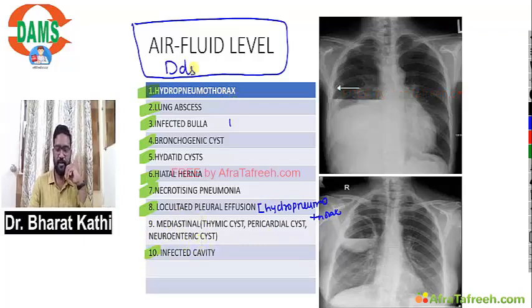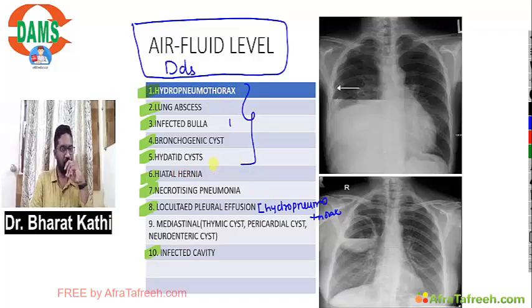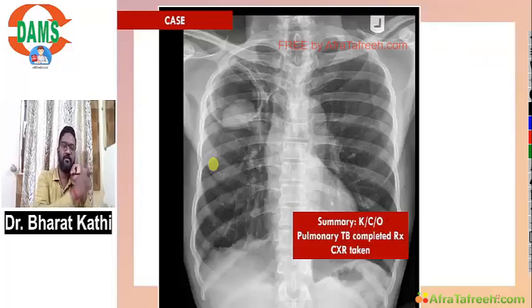But for air fluid level, at least you know these conditions: hydropneumothorax, lung abscess, infected bulla, bronchogenic cyst, hydatid cyst, infected cavity. All this can cause air fluid level. Then what is this?